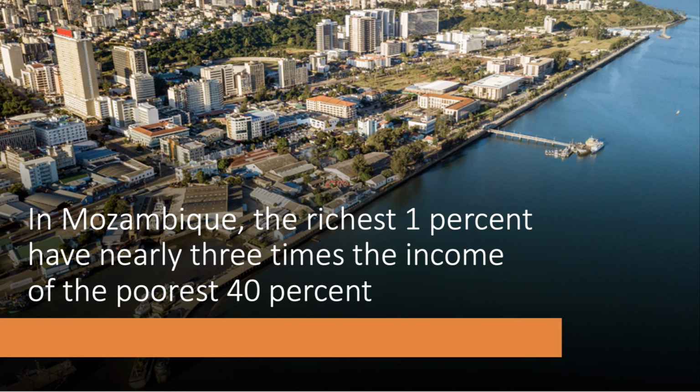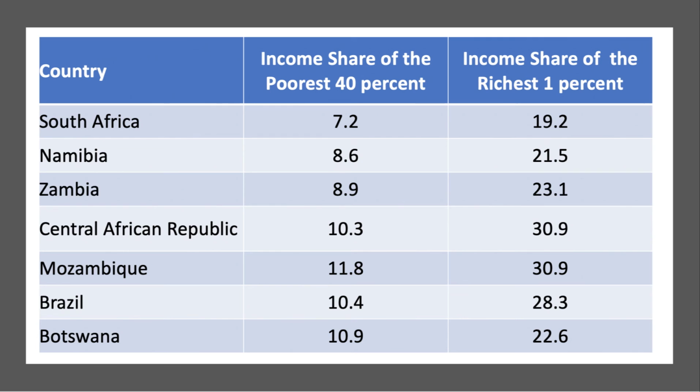In Mozambique, the richest 1% of the population, the 1st percentile, not just decile, have nearly 3 times the income of the poorest 40%. By the way, this is a picture of Maputo, the capital city of Mozambique in Africa. So what I've done here is take the income share of the poorest 40%, for the same countries, and show you the income share of the richest 1%. In all cases, South Africa just dipped below, but in all these cases it's well above 20%. 1% of the population have over a fifth of the income. In fact, in Mozambique and the Central African Republic, it's over 30%, nearly a third of the income.